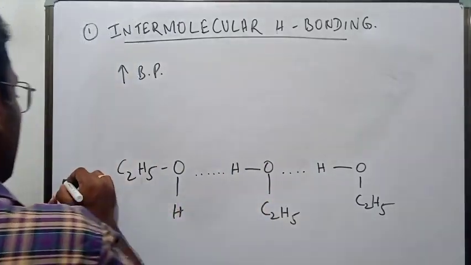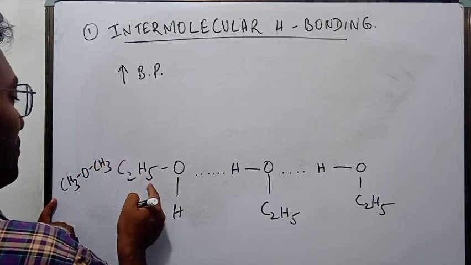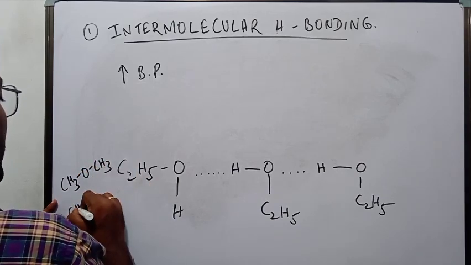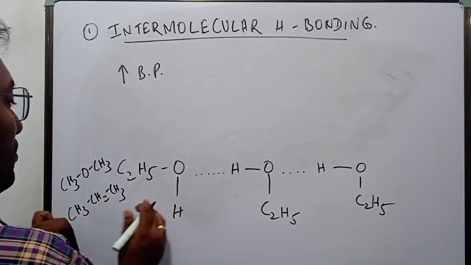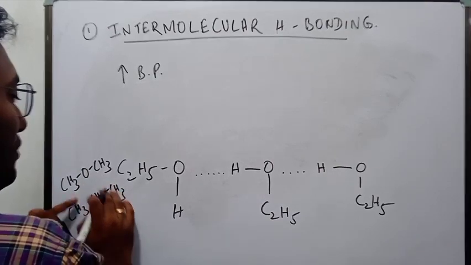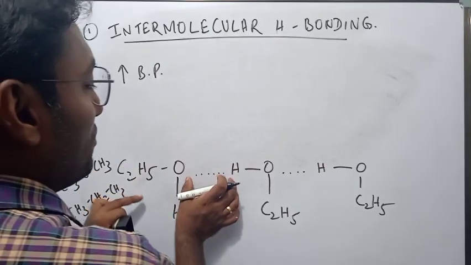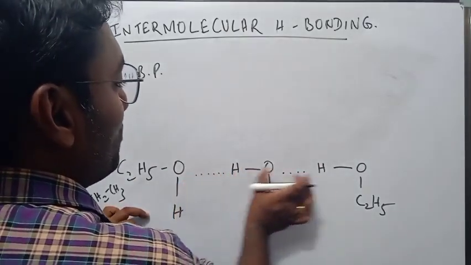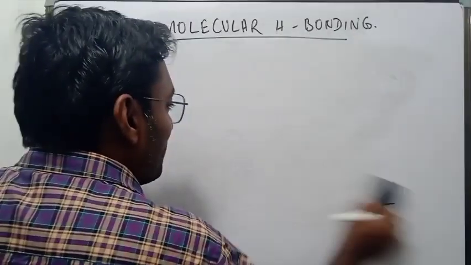If you take dimethyl ether, it has the same molecular weight as ethanol. If you take n-propane, it also has the same molecular weight as ethanol. Their boiling points are comparatively very low compared to ethanol, because ethanol depicts intermolecular hydrogen bonding. Why? We will study why it is so.